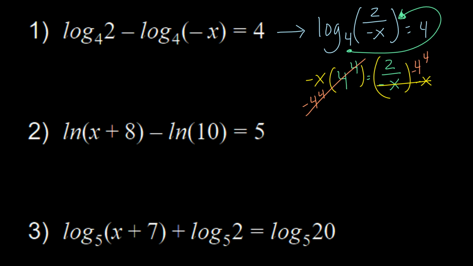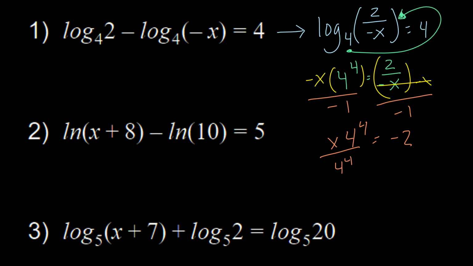Could you just multiply both sides by negative 1 and leave the x on the other side to get the negative off the x? You could do that, but then, all right. So divide by negative 1. I'm left with this. Is my x by itself yet? What do I now need to do? So I'm left with x equals negative 2 over 4 to the power of 4.